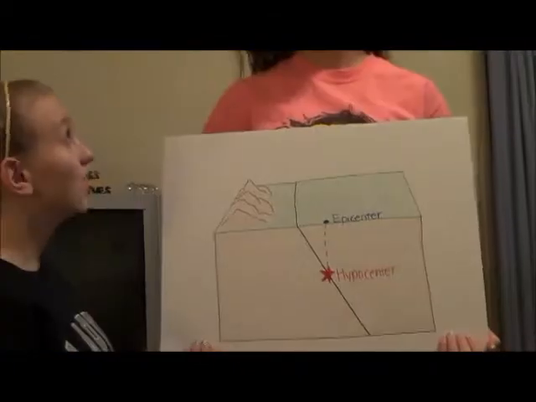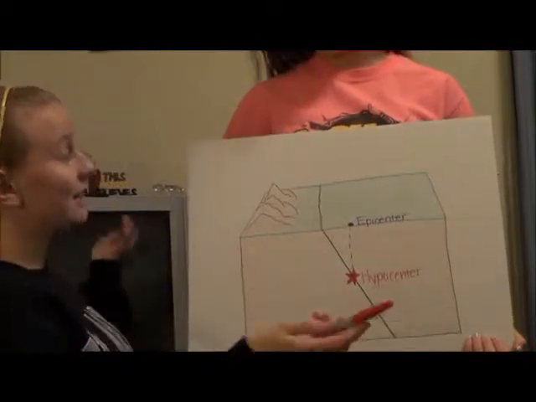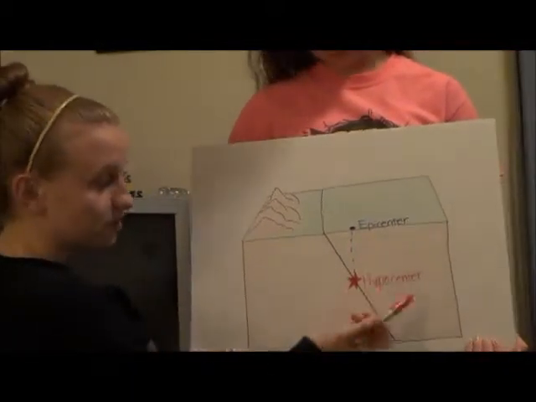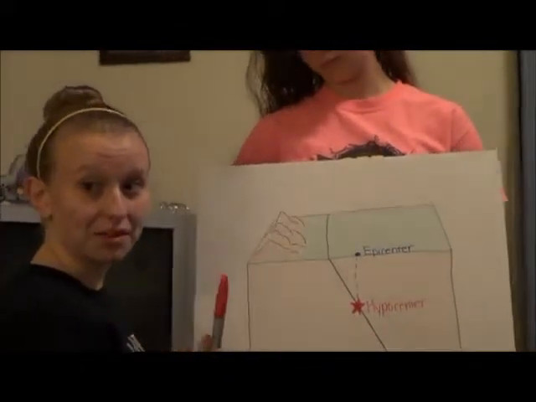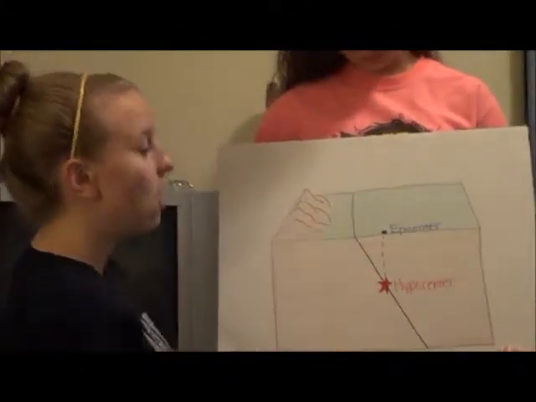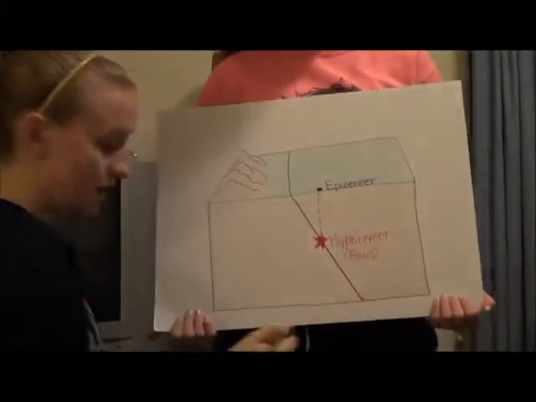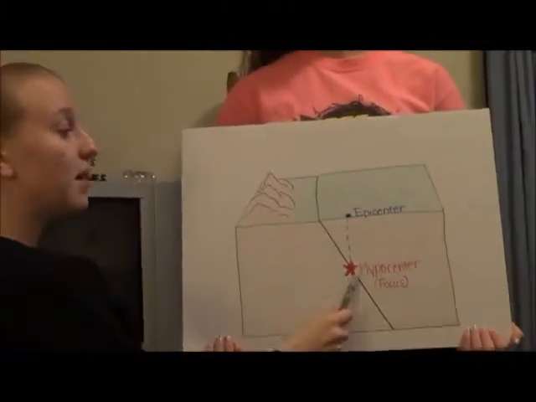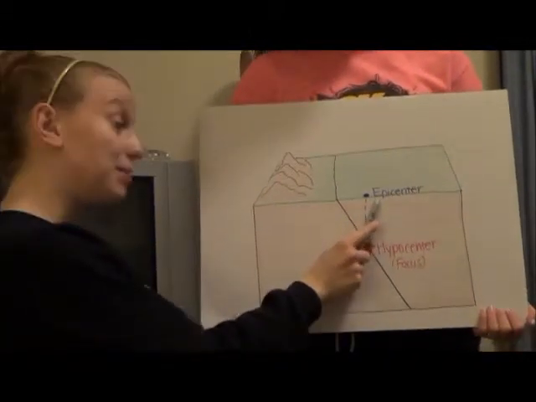Thanks! Okay, so first we're going to talk about the different parts along the fault and the things that make an earthquake happen. So first, the location where slippage begins at depth is called the hypocenter, also known as the focus. Now, the point directly above the hypocenter or focus on the Earth's surface is called the epicenter.